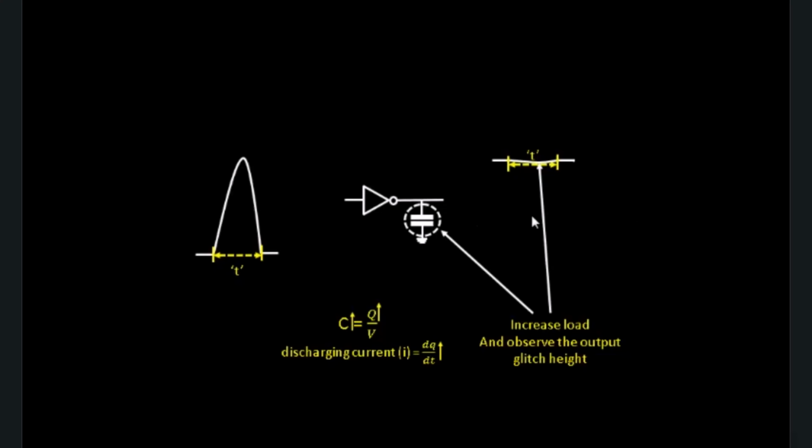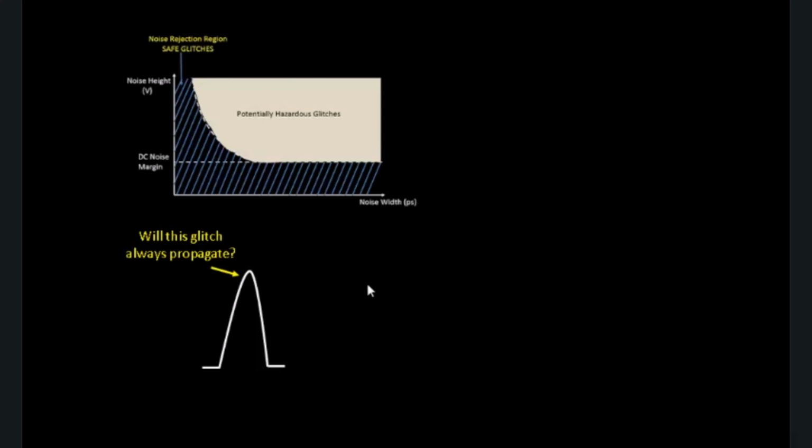Okay. So now what we'll do is take this glitch and put it in the AC noise curve and try to conclude a few things. The first thing we will conclude is whether this glitch is able to propagate or not. If this glitch is able to propagate, it becomes a potentially unsafe glitch for us. If it is not able to propagate, it's a safe glitch. The deciding factors, as we have discussed, are the width and the height. So based on width and height, and placing this glitch on top of the AC noise curve, we identified this as a potentially unsafe glitch.